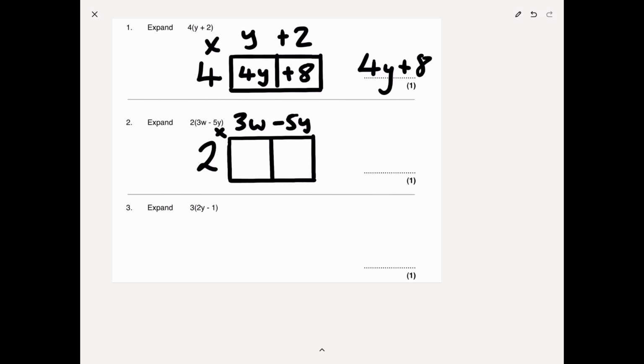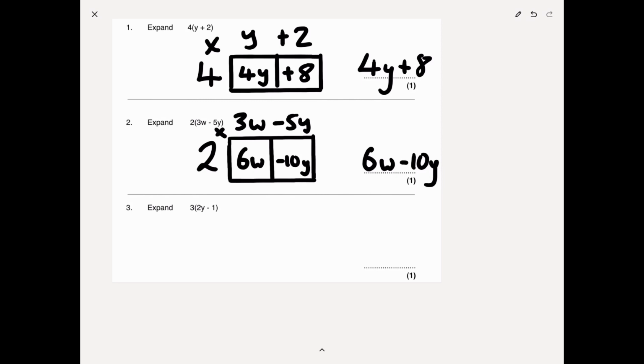2 times 3w is 6w. 2 times minus 5y. Well, 2 times minus 5 is minus 10. And then we've got the y there also, minus 10y. So our final answer for that one, 6w minus 10y.